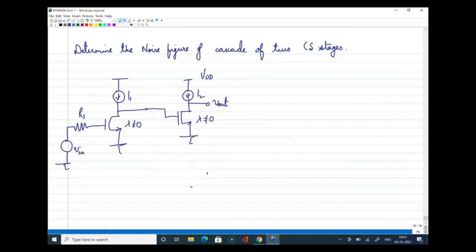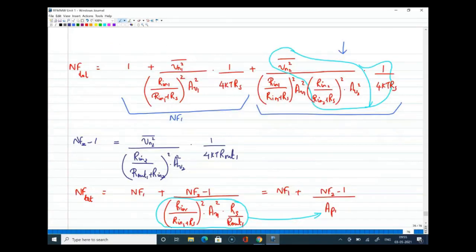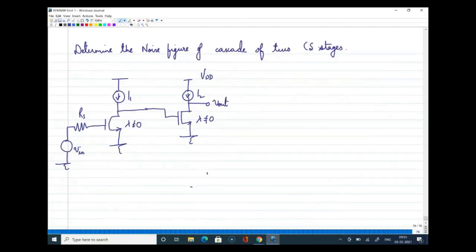So what you can do is, you have the noise figure expression, the total expression. Definitely you cannot directly apply this here, because first of all, we do not know the power gain of this, or we do not know the NF2 of the second stage. So what I'm asking you to do is to plug in this expression and find all the Rn, Rs, Rout1 things, and just get an expression for the noise figure in terms of Vn1 square and Vn2 square by using this expression. All right. So in the next class, we'll discuss this.